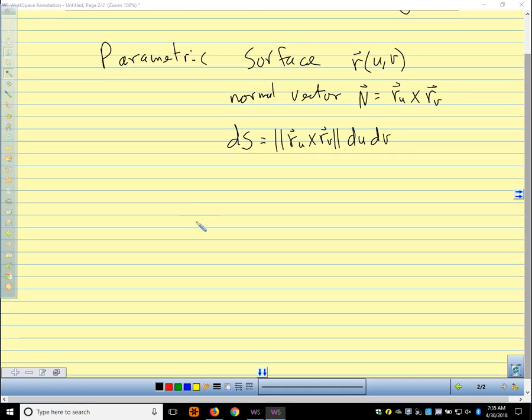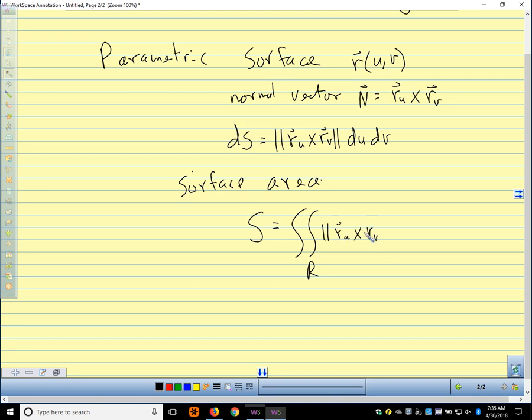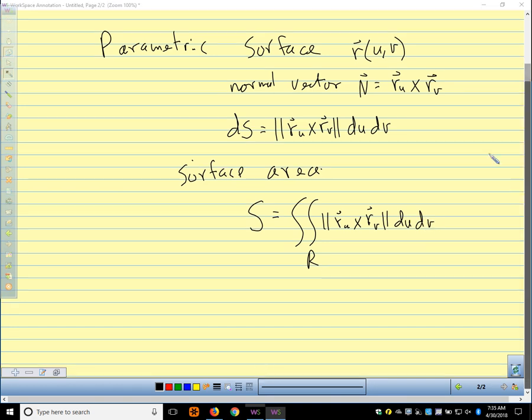And our surface area above a region R was the integral over the region of this magnitude of r sub u cross r sub v, du dv, where R is the region in the uv plane. So that's just a quick recap of what we talked about last time.